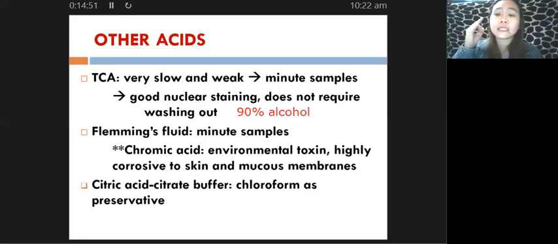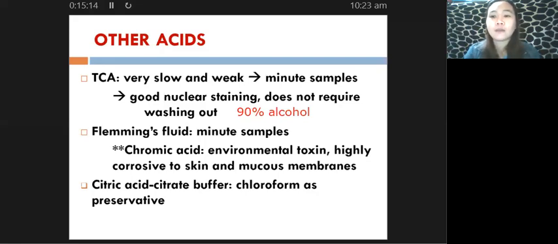Formic, Carnoy's, Bouin's. Your trichloroacetic acid can also be utilized as a fixative and a decalcifying agent. And we have your Fleming's. Okay, so I have mentioned 5 already. Formic, Carnoy's, Bouin's, TCA, and your Fleming's. Okay?